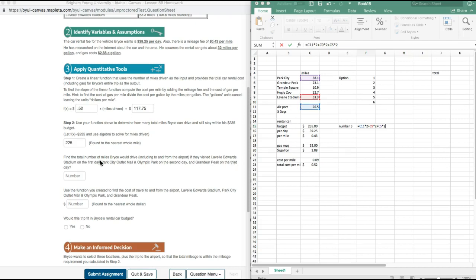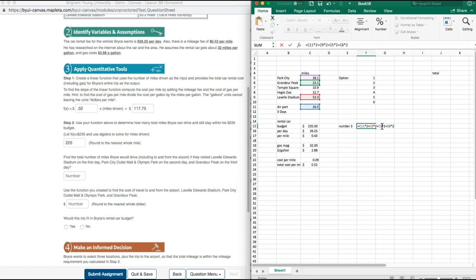And Grandeur Peak on the third day. So then we go to Grandeur Peak. And, oops, I need to add that. Oh, it's good for you guys to see that the teachers sometimes go crazy too. Grandeur Peak times 2. Okay, and we got back to the airport because we times it by 2. Double checking just to make sure I got to Lavelle Edwards Stadium. Yep, and I times it by 2 so we could get back to Grandma's house.